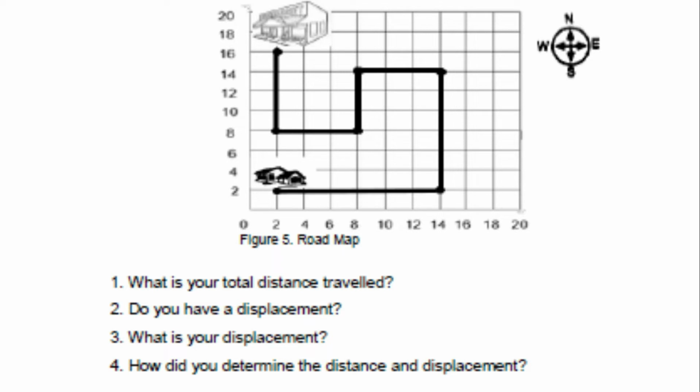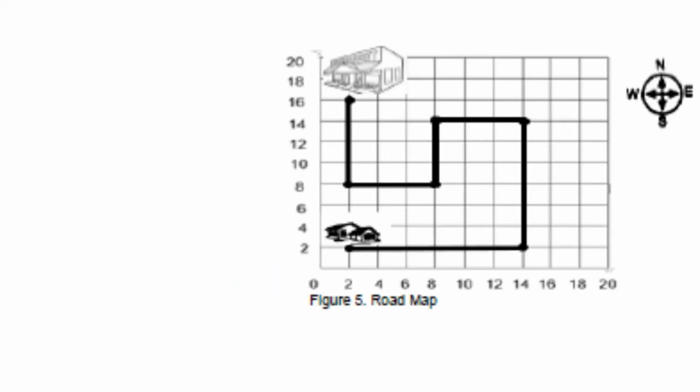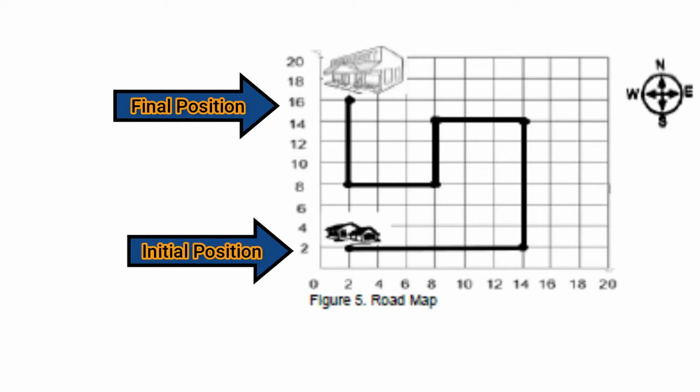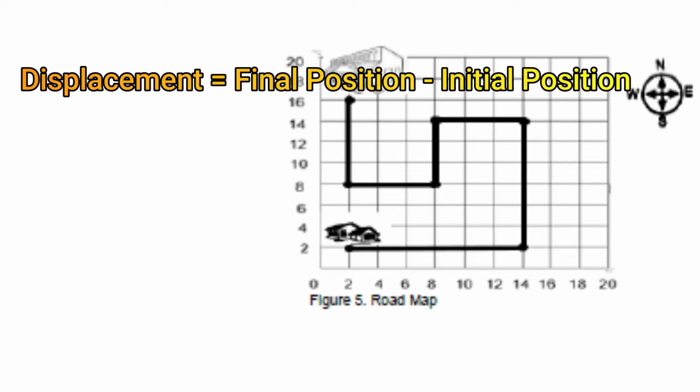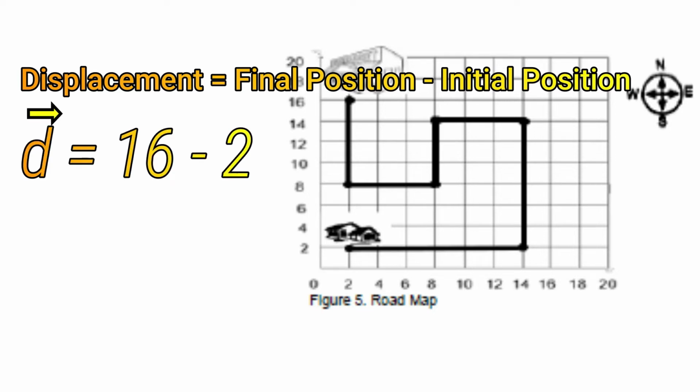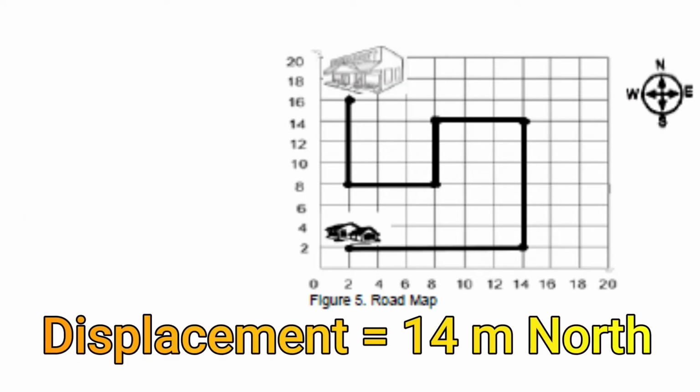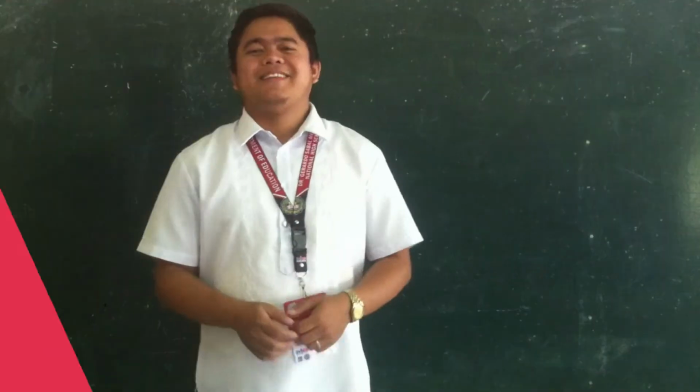As we can see in the illustration, the final position is at 16 and the initial position is at 2. Using the formula displacement is equal to final position minus initial position, 16 minus 2 is equal to 14. Therefore, the displacement is 14 meters north. Now let's move on to Lesson number 2, Speed and Velocity.